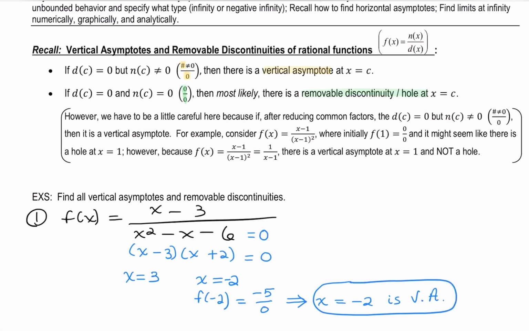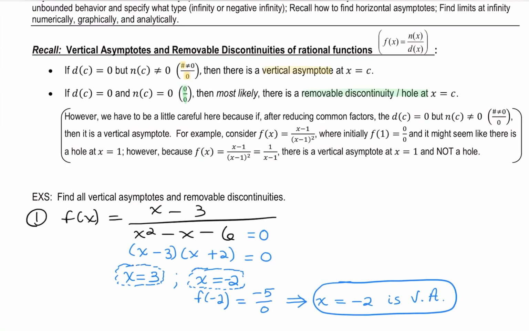So we knew that they were both discontinuities. We knew we had a discontinuity at -2. What type? We sub it back in. It was a non-zero number over 0. That's a vertical asymptote.